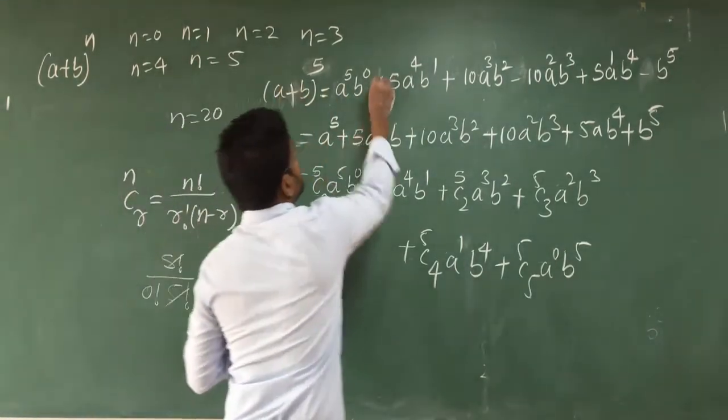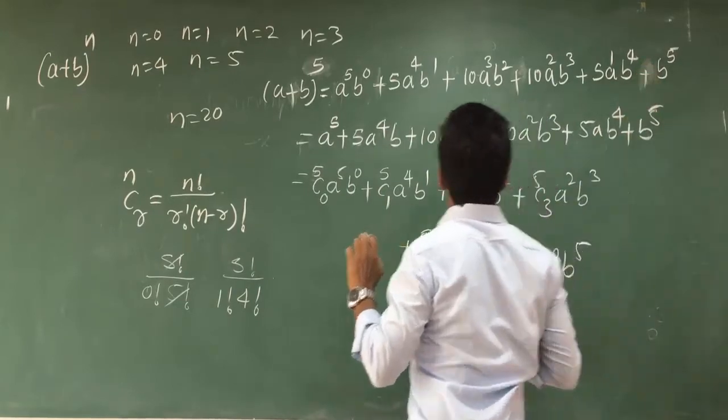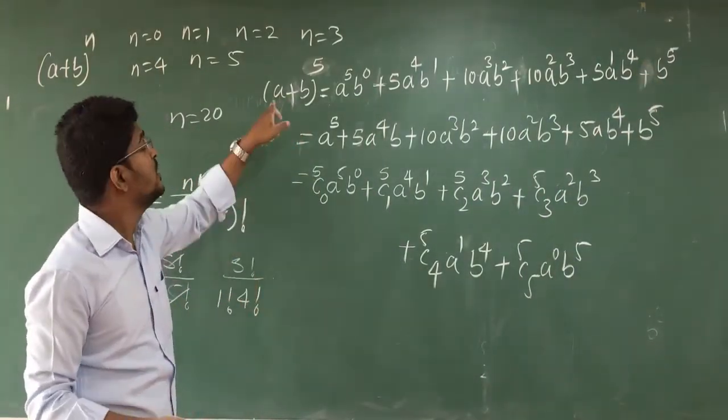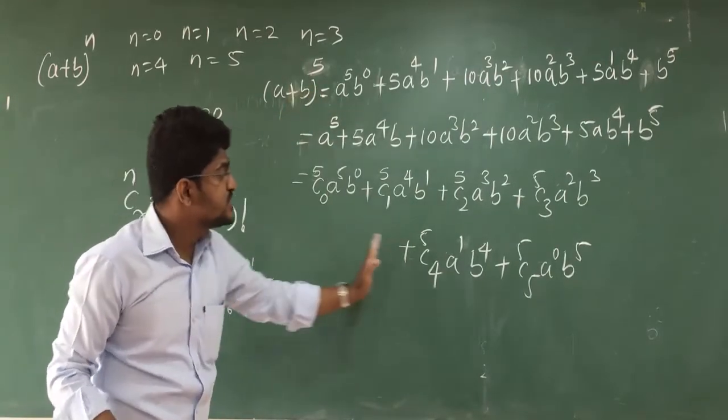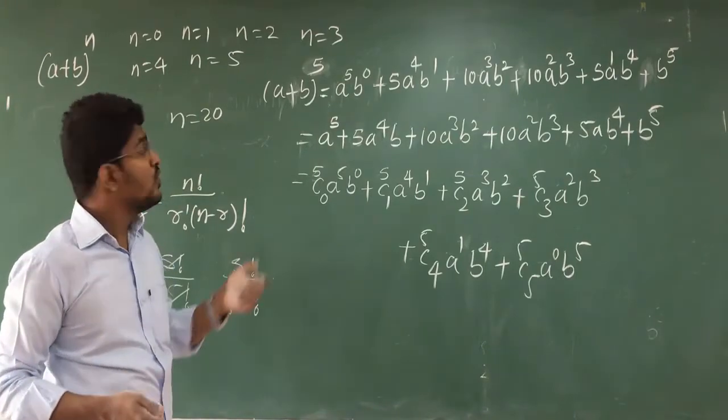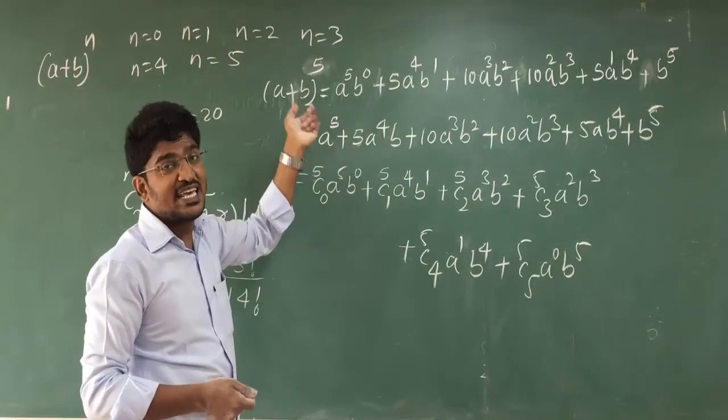Here if it is plus, no problem. You have to write all the terms as plus. First I will discuss this plus and next let us go for minus. A plus b whole to the power of 5, so these terms you are going to get. Clear? As you all know, every time there cannot be plus, it can be minus also.